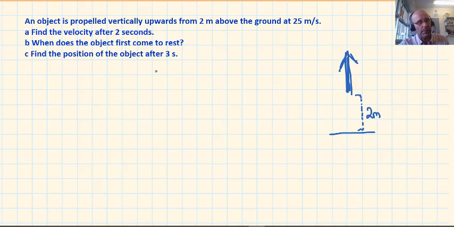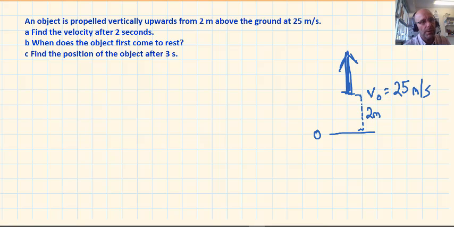Second example, out of 3, we've got an object being propelled vertically upwards, that's straight up, and it's already at the 2 meter mark above the reference point, which is the ground, okay? And it's propelled, thrown, projected straight up, starts at the 2 meter mark, and its velocity when it takes off there is 25 meters per second. So that's pretty quick.